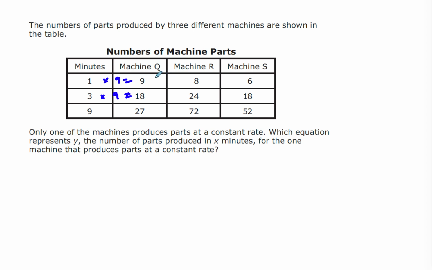Let's take a look at machine R. 1 times 8 would give us 8. 3 times 8 equals 24. 9 times 8 equals 72. So that one looks like it works. Let's just double check on the last one. This would be 1 times 6 to get 6. 3 times 6 equals 18, so that works. 9 times 6 does not equal 52. So machine R is the one that is proportional. Our constant is 8. That's what we multiply by. So it would be y equals 8x.